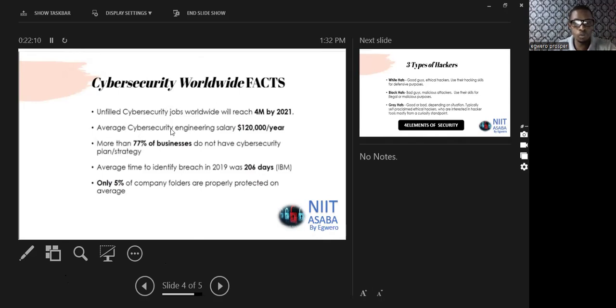So cybersecurity, we are still on the facts. Unfilled cybersecurity jobs worldwide reached what? 4 million. That is the number of spaces looking for people to fill up. But I can tell you for a fact that at the moment it has exceeded this, if not times 3. Not in this part of the world, though. If God helps you, you catapult. You will see the way left and right, they are looking for data analysts, they are looking for cybersecurity experts.